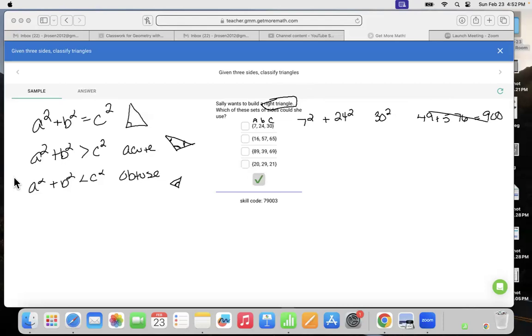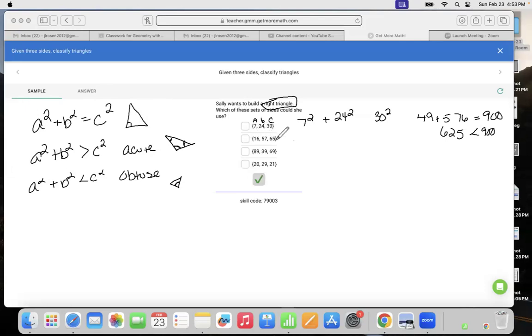Now, what kind of triangle is it going to be? Let's look at that. So if I do 576 plus 49, that's going to get me 625, which is less than 900. So if I come over here to my little written out example here, that means that I'm actually going to have an obtuse triangle with that one. Okay, let's look at the next one because we're looking for the right triangle.